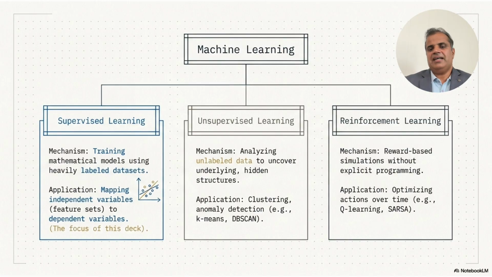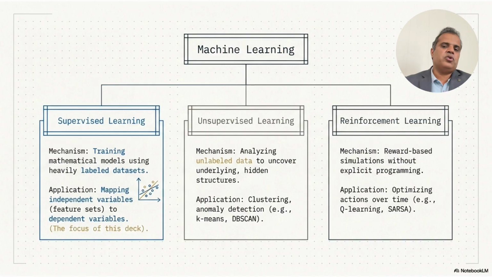We can break the entire field of machine learning down into three main categories: unsupervised, reinforcement, and supervised learning. Let's start with unsupervised learning. Think of this as giving a computer a massive pile of data with absolutely no labels, descriptions, or answers, and telling it to find a pattern. The computer uses algorithms like k-means to group similar items together based entirely on their hidden traits.